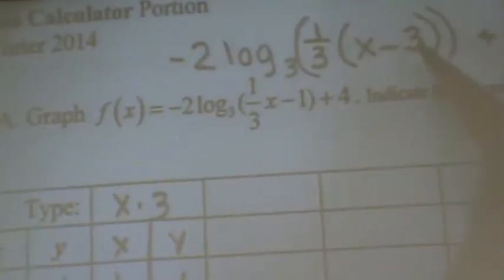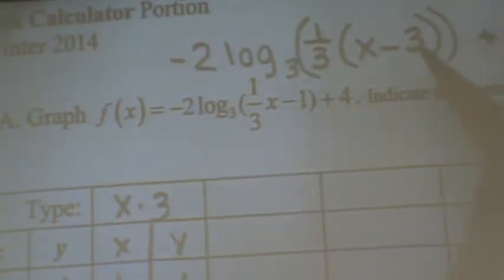Then you move on to this number. This is going to shift your graph 3 units to the right, which means take your x values and add 3 to them. So if I added 3 to all these x values, what do you get? 4, 6, 12, and 30. Keep your y's the same.